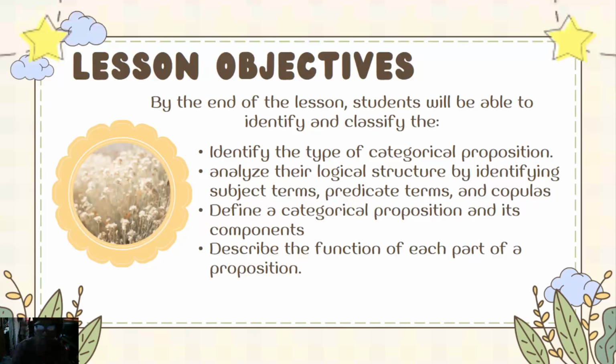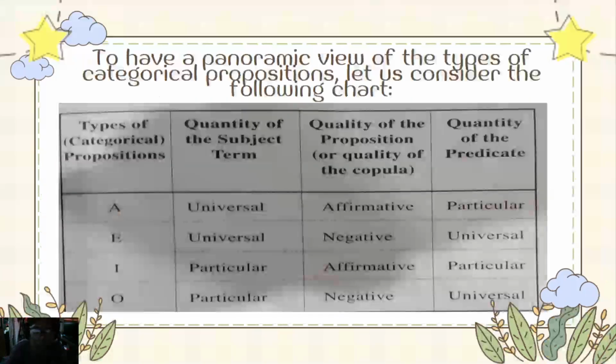So, moving on, I'm going to show you a chart of the types of categorical proposition. To have a panoramic view of the types of categorical propositions, let us consider the following chart. There are four types of categorical proposition: the type A, E, I, and O. In here, the type A has the quantity of the subject term as universal, the copula as affirmative, and the quantity of the predicate is particular.